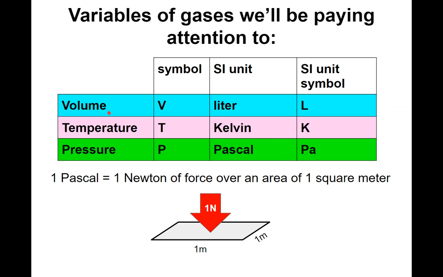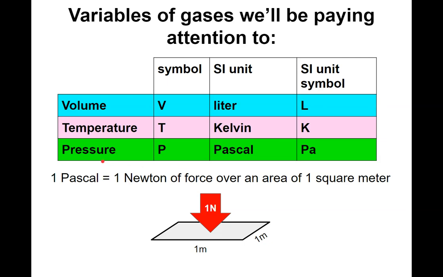Okay, so there's volume. The symbol within the equations will be V. The SI unit is liter, and the SI unit symbol is capital L. This one you know. Temperature. The symbol within the equation is T. The SI unit is Kelvin officially, but there may be centigrade or Celsius sometimes, and you may have to convert back and forth. But the SI unit is K.